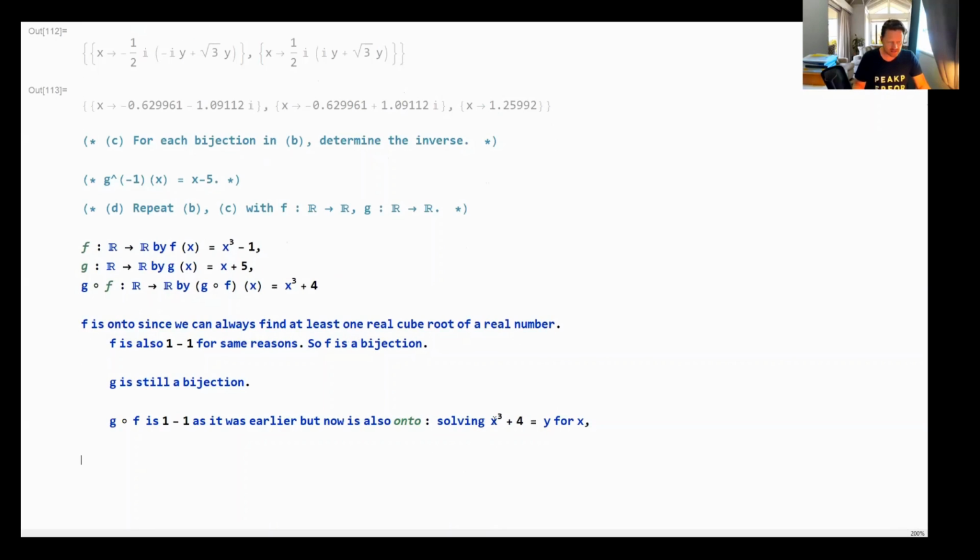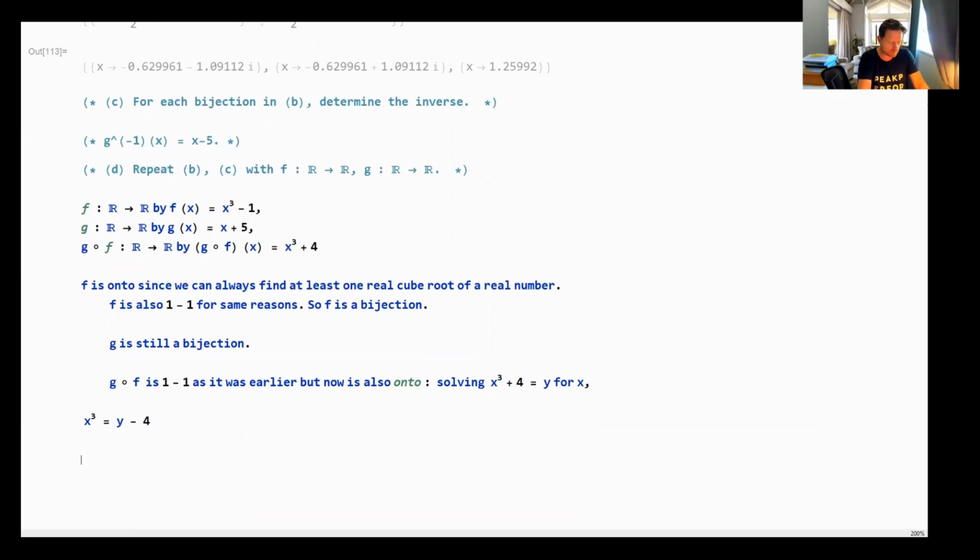What we get is x cubed is equal to y minus 4. And so we can take a cube root, right? We can find a real cube root of y minus 4. Okay, so it is onto also. Hence, this is a bijection. So in other words, all of these are bijections, right? And so the next part of the question is find the inverse maps of each of these.